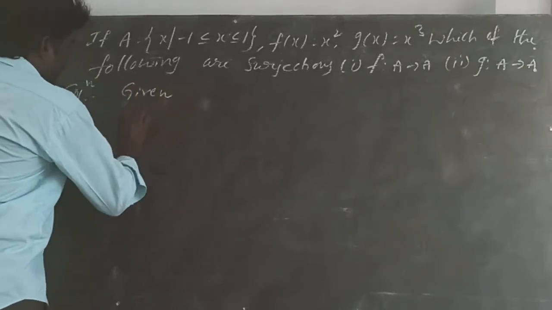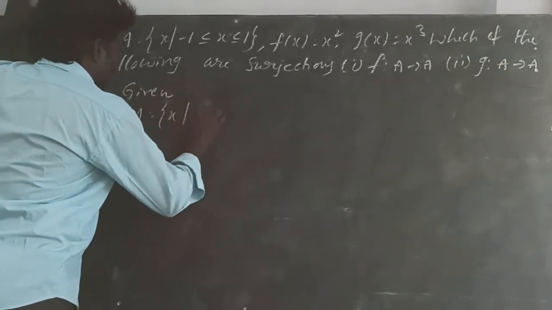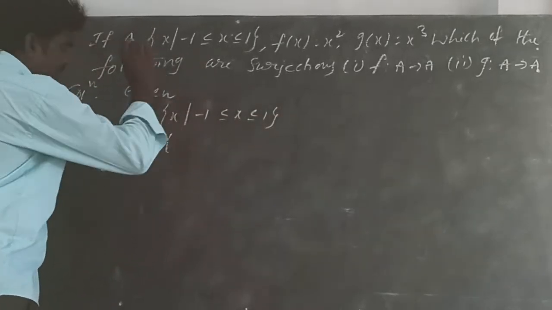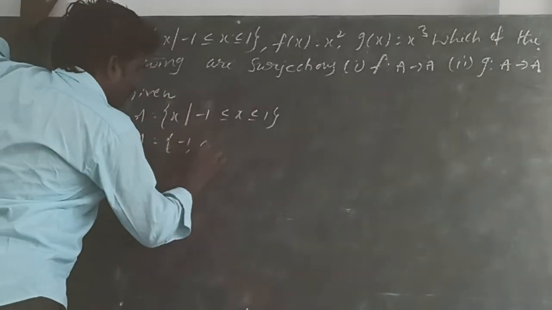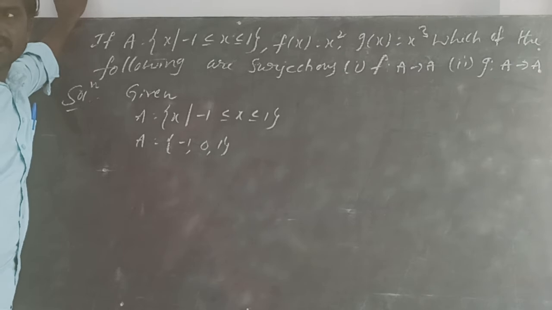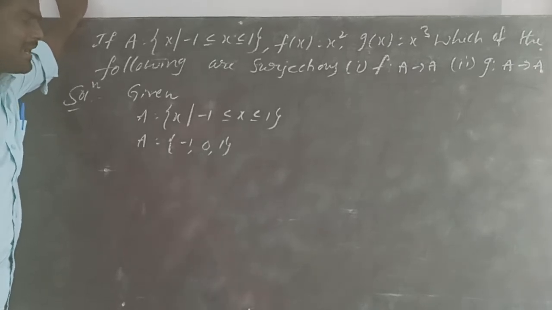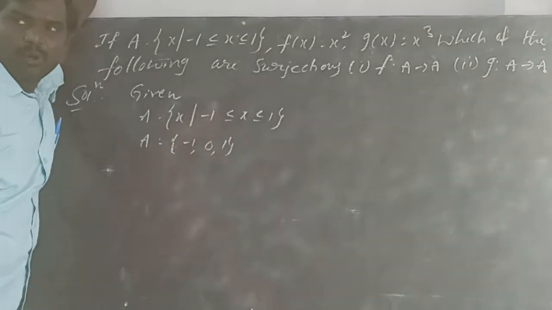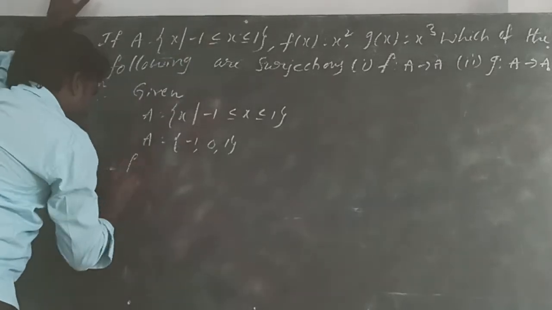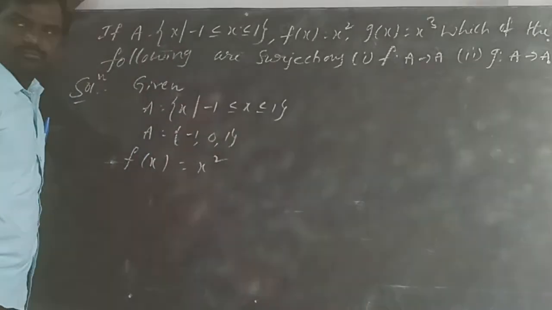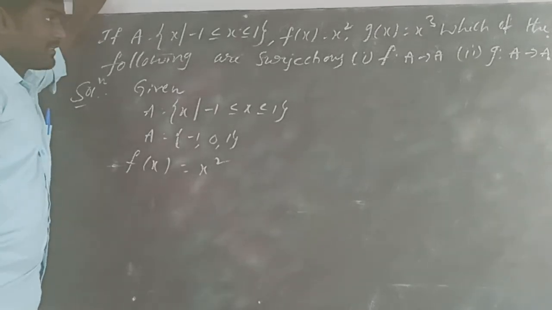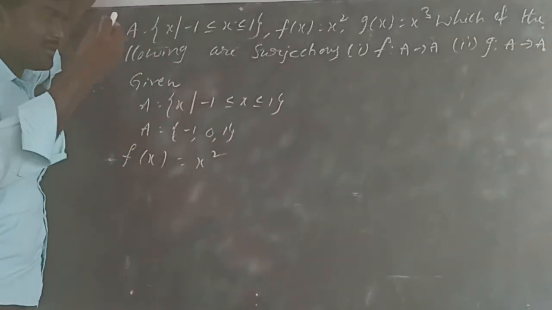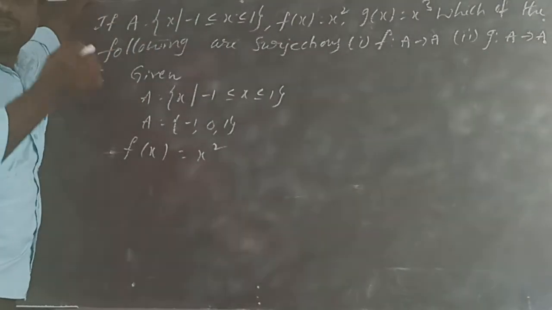Given A is equal to x such that minus 1 less than or equal to x less than or equal to 1. So that means the values of A is what? Minus 1, 0, 1. Okay, x is greater than or equal to minus 1 and x is less than or equal to 1. Okay, so what are the domain values of A? Minus 1, 0, 1. Okay, so function f of x is equal to x square. Surjection means what? All the elements of codomain are mapping with at least one element of domain.